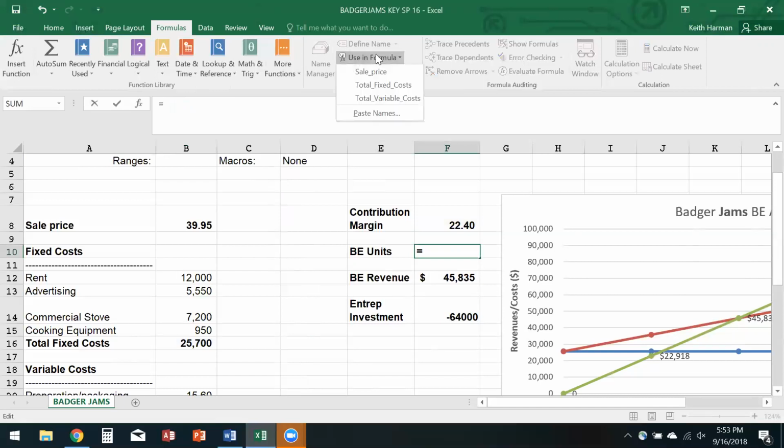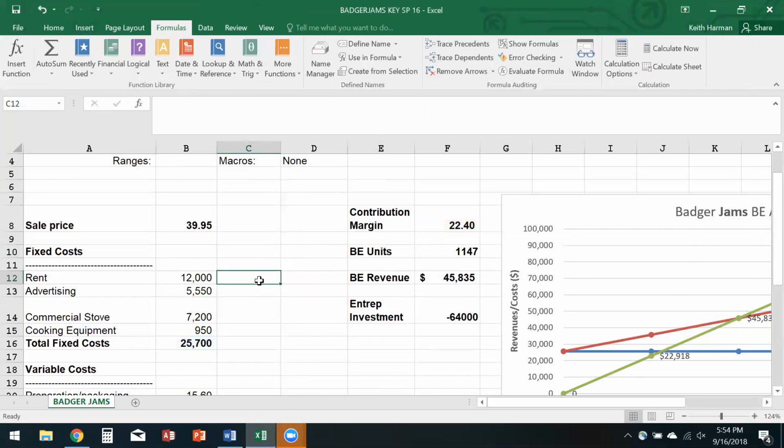And to get our break-even units, we're going to take, hang on a minute here, I want to make sure I don't mess myself up. We've got the fixed cost divided by the sale price. All right. So I'm going to come back over here, and I'm going to erase that.